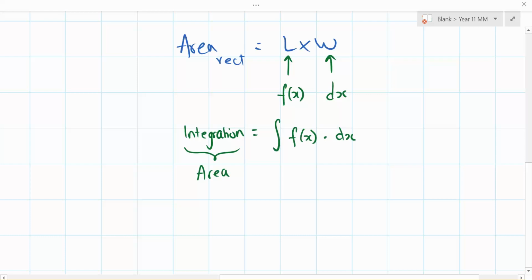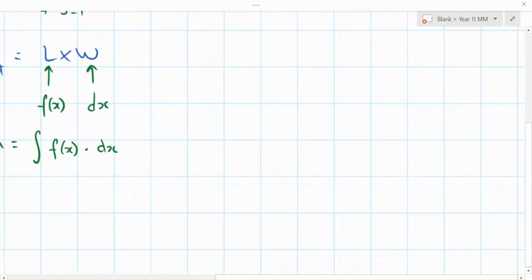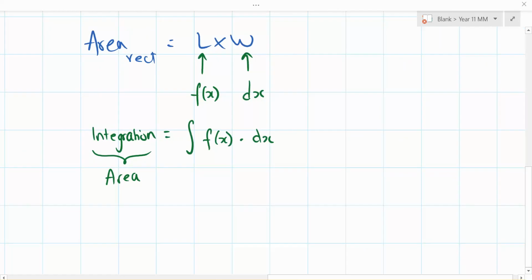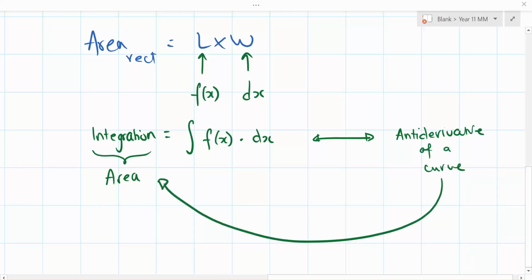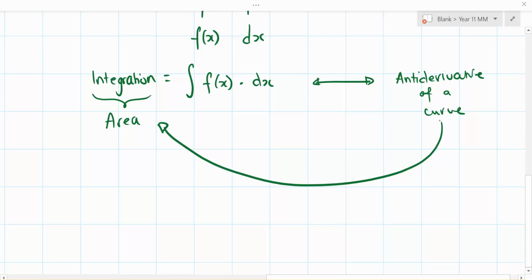Now, like I said, I didn't prove this to you guys, but at some point in mathematical history, Newton and some other dude figured out that the antiderivative of a curve is actually the integration. There is a proof for that. You can search that up if you want on YouTube.